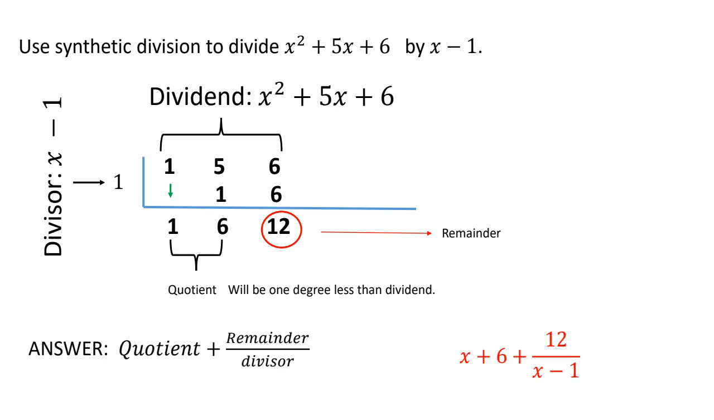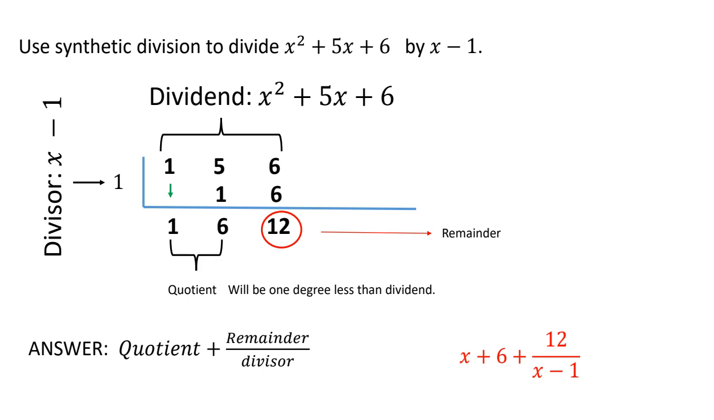This is my quotient, the 1, 6. But again, we lost the degree because we did division. We simplified this polynomial that was a square, now we have something that is linear. And the way we're going to write it is like this. It's the quotient plus the remainder divided by the divisor.